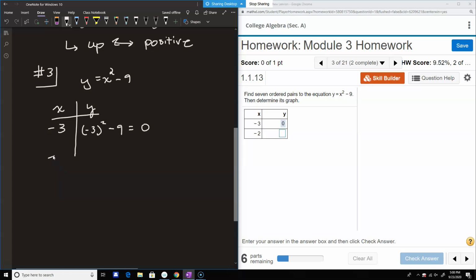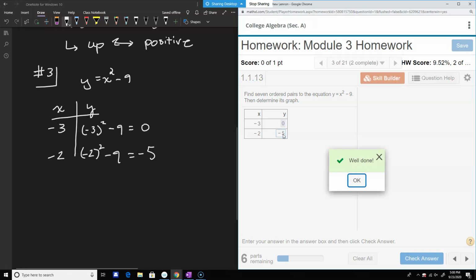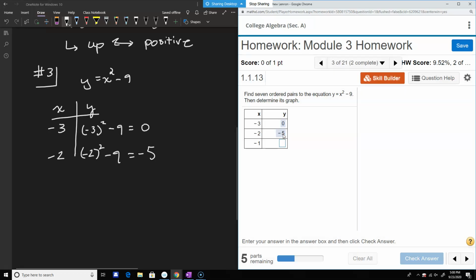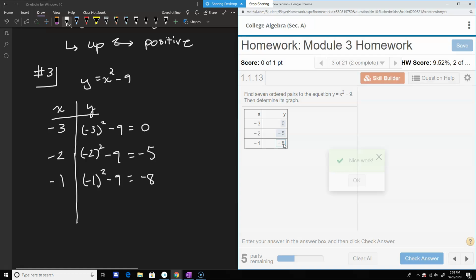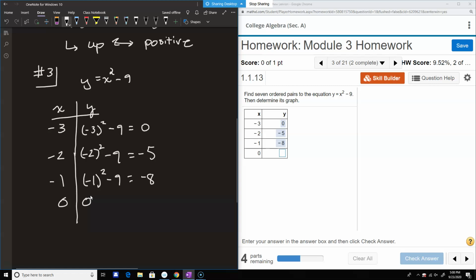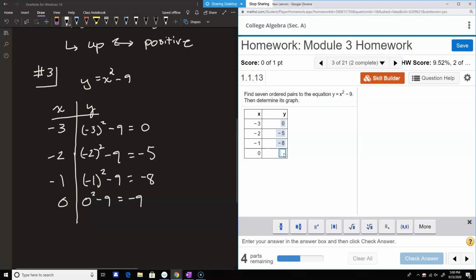So then we have negative 2, which is negative 2 squared minus 9. So that will come out to negative 5, 4 minus 9. So we have negative 5. And then we continue. So negative 1 is the next value. That's negative 1 squared minus 9, which is 1 minus 9, which is negative 8. And then we have 0. 0 squared minus 9 is negative 9. So that's our value there.